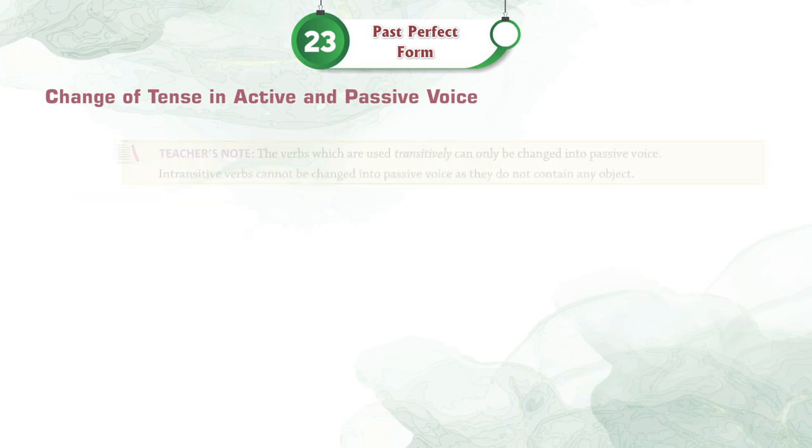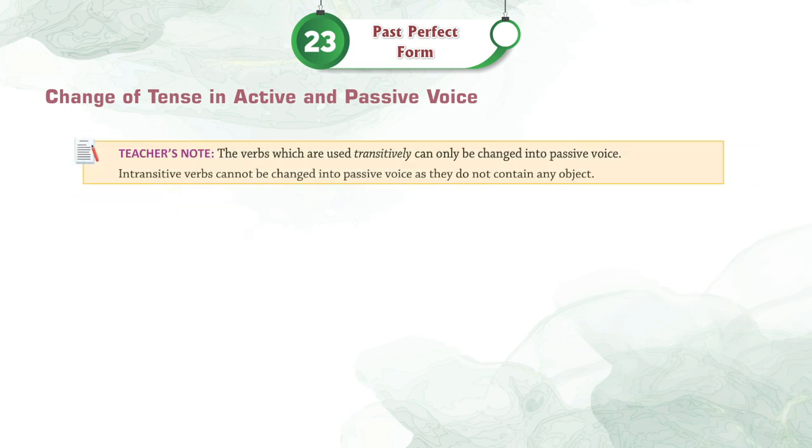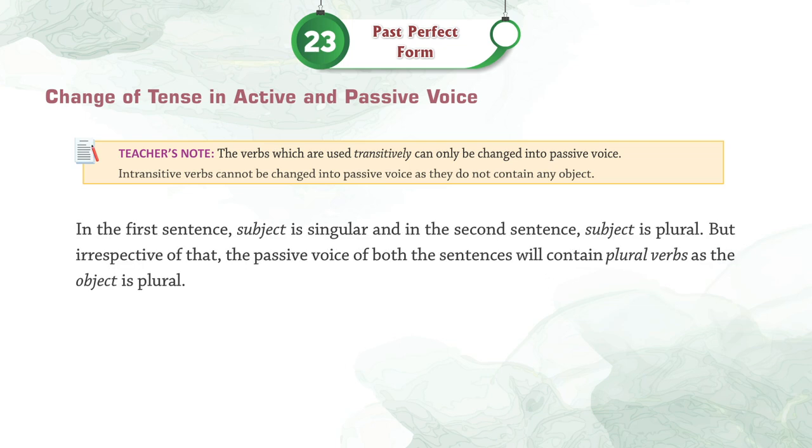Teacher's note: The verbs which are used transitively can only be changed into passive voice. Intransitive verbs cannot be changed into passive voice as they do not contain any object. In the first sentence, the subject is singular, and in the second sentence, the subject is plural. But irrespective of that, the passive voice of both the sentences will contain plural verbs as the object is plural.